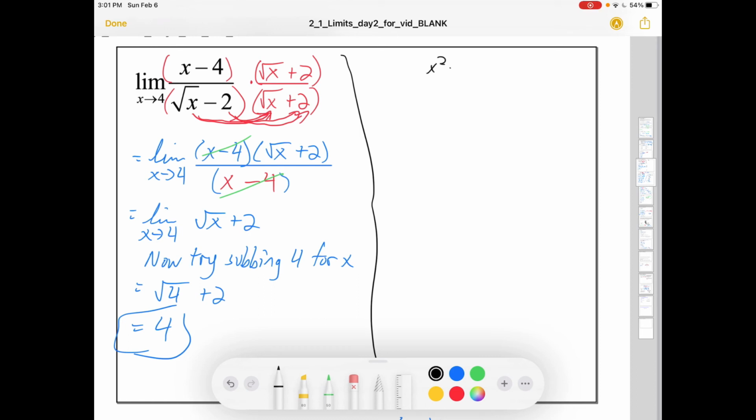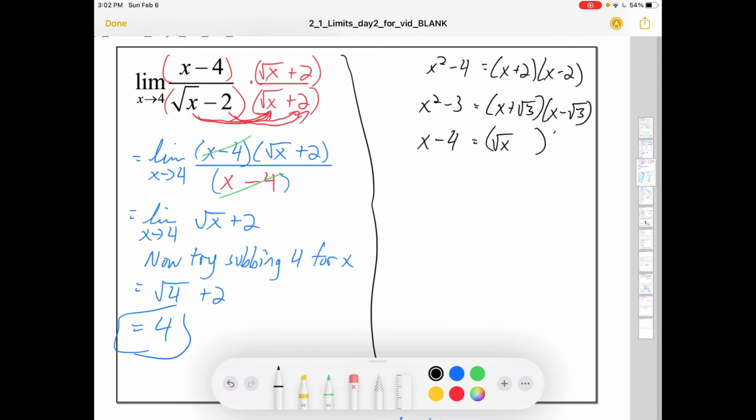We all know that x squared minus 4 is going to factor like this. But secretly, every number is something squared. So what if I had x squared minus 3? Well, you could factor it as x plus root 3, x minus root 3. Or you could even say for x minus 4, well, the first one might be root x plus 2 and root x minus 2. Now, that's not quite perfect because that factored form only works for positive numbers. But in this case, we have a limit involving positive numbers, so it'll be okay.